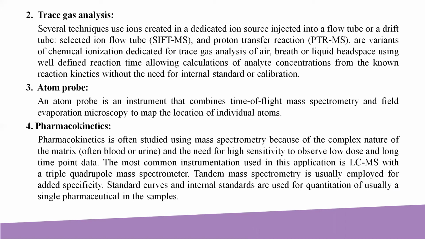Next is atom probe. An atom probe is an instrument that combines time of flight mass spectrometry and field evaporation microscopy to map the location of individual atoms. Next is pharmacokinetics. Pharmacokinetics is often studied using mass spectrometry because of the complex nature of the matrix, often blood or urine, and the need for high sensitivity to observe low dose and long time point data.